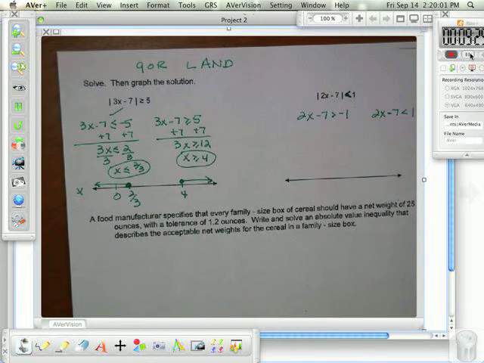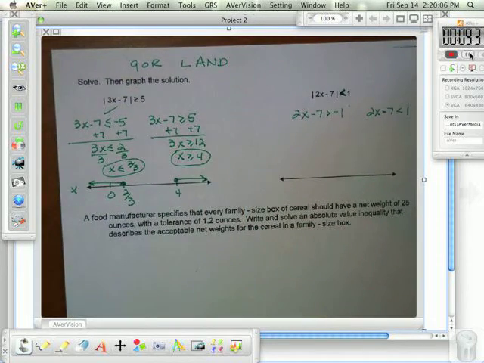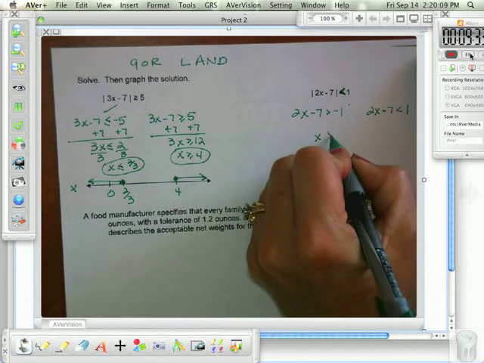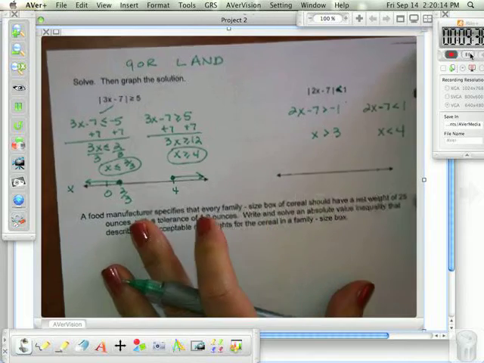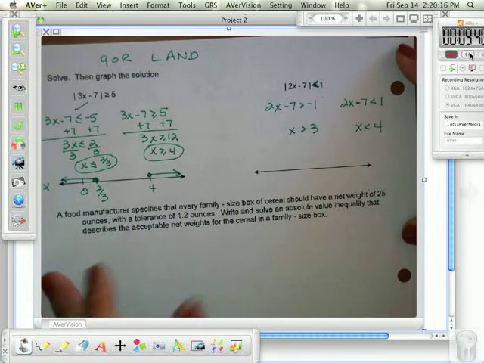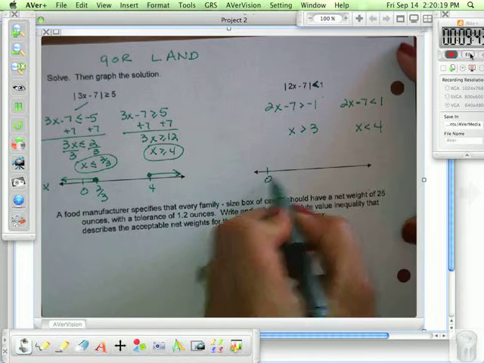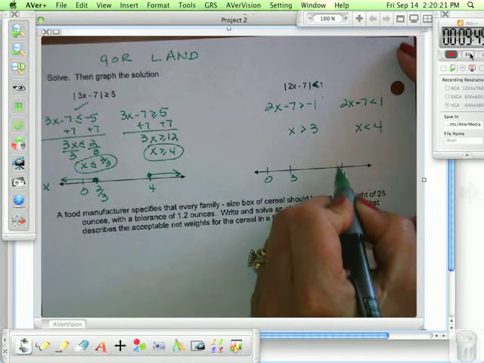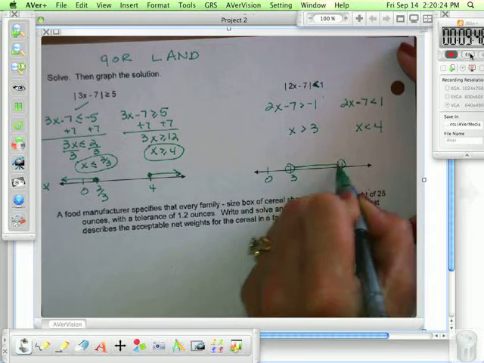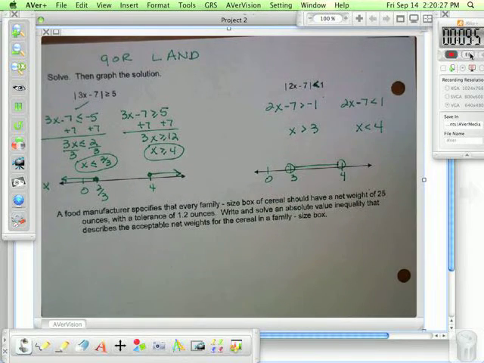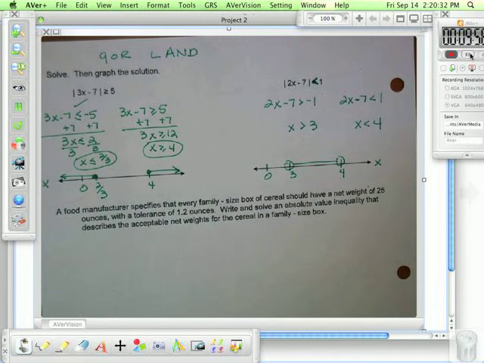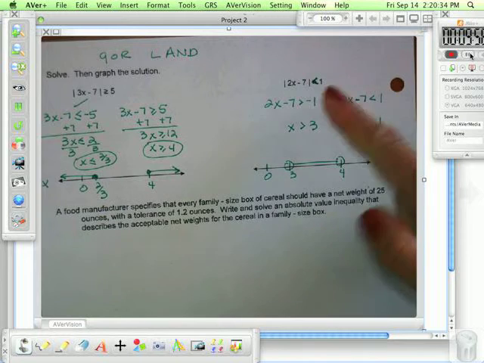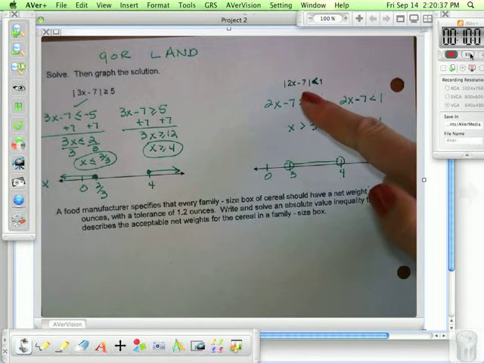You visualize it, right? And then you solve it. I'm just going to give you the answer. x is greater than 3, and x is less than 4. And then you graph that. Here's 0, here's 3, here's 4, open circle, boom. That's an AND. That number line represents every x value that would work in here and make this a true statement.